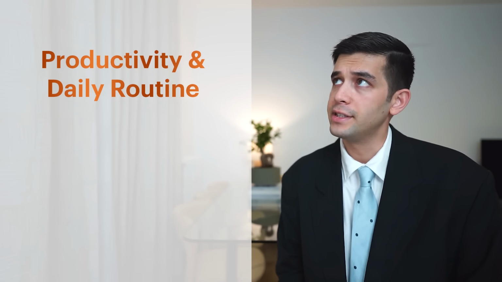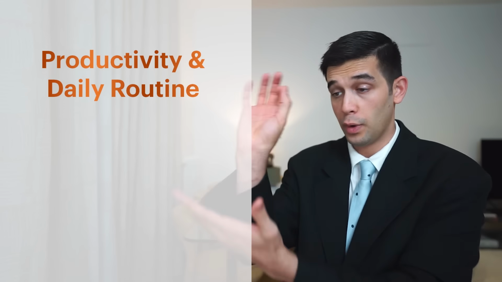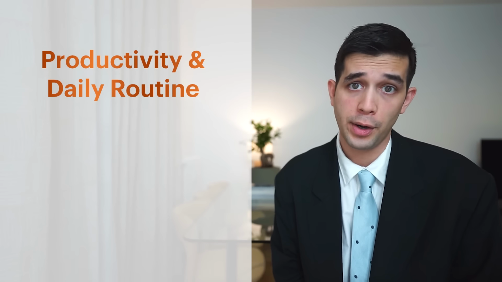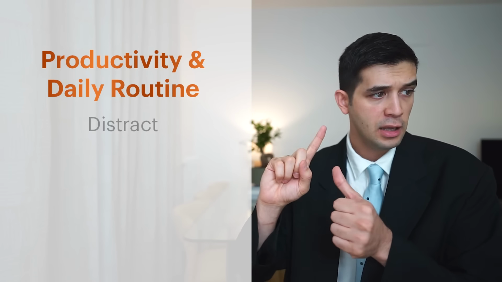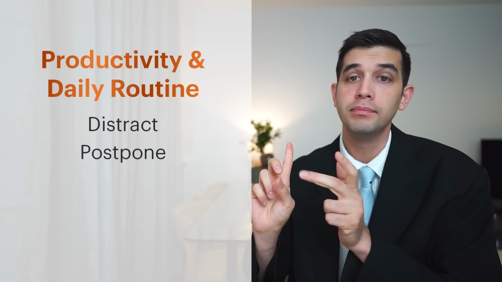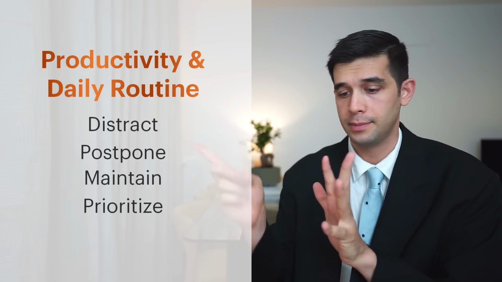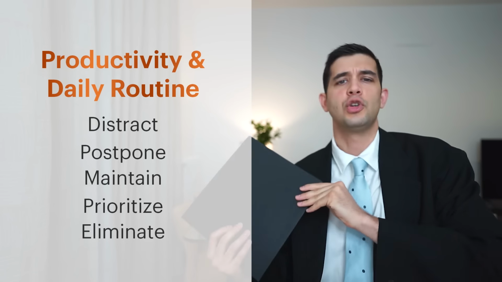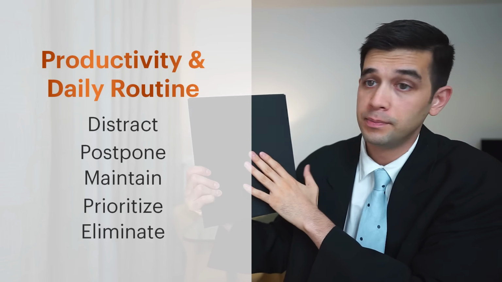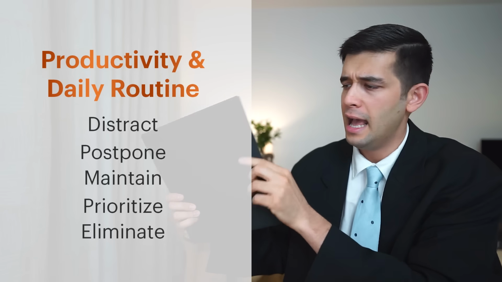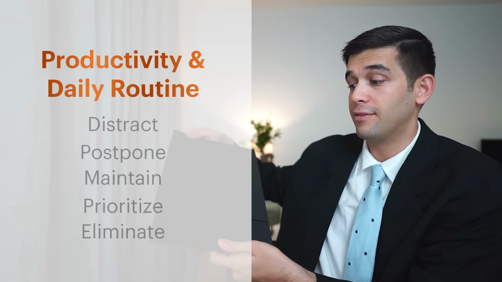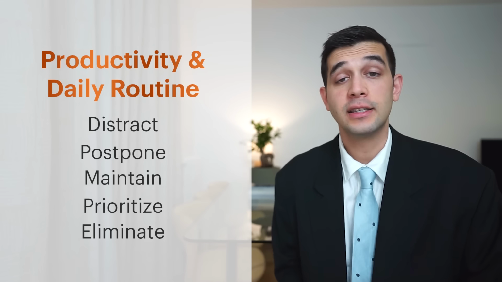So let's pick a topic together. Let's say productivity and daily routine. Write this down, productivity and daily routine. And now we want to learn 5 words together. Here are the words: distract, postpone, maintain, prioritize, eliminate. 5 words about one topic. So essentially, we have created a folder, productivity and daily routine. And in the folder, we have 5 words. So that is step 1.